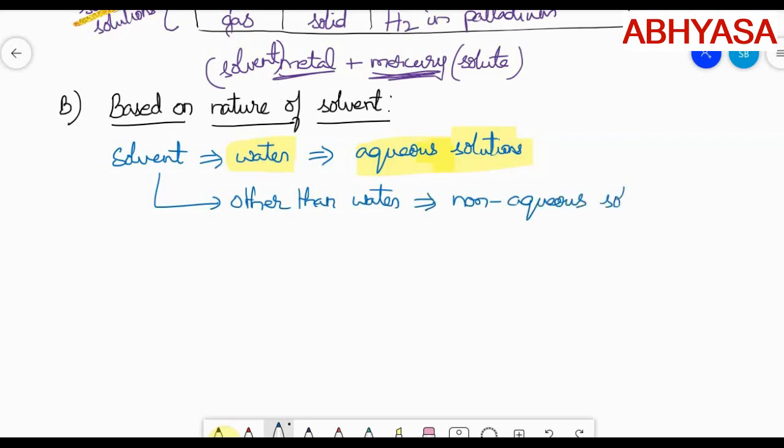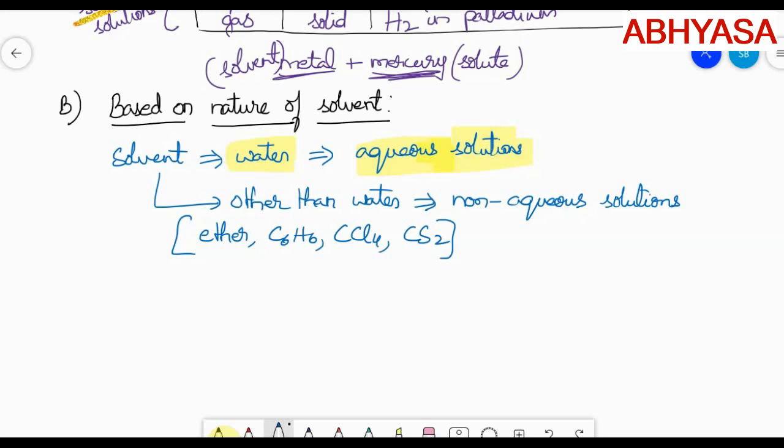So what are non-aqueous solutions? Non-aqueous solutions are solutions in which water is not the solvent. We can take other solvents. What can be the other solvents? It can be ether, it can be benzene, isn't it? It can be carbon tetrachloride, it can be carbon disulfide, and so on. So whenever the solvent is water, we call them aqueous solutions. When it is any substance other than water, we call them non-aqueous solutions.